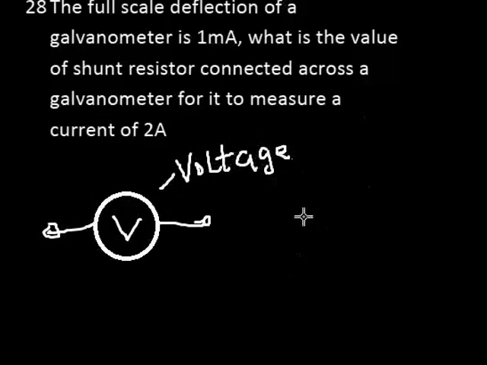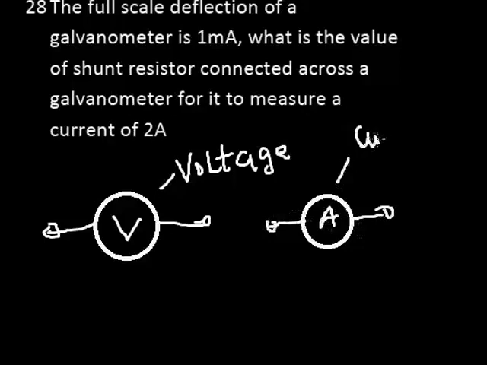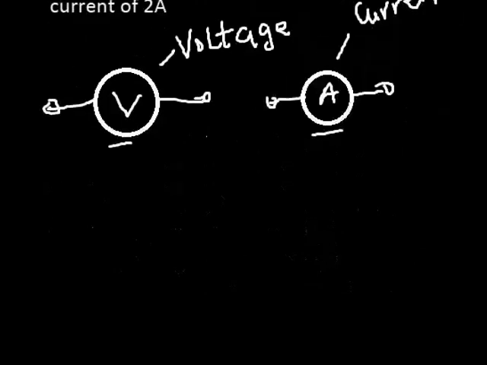Then of course the ammeter is used for current. All right, so this one measures voltage, this one measures current, but we ask based on their construction, how are they constructed? Now both voltmeter and ammeter are constructed from another instrument known as a galvanometer.